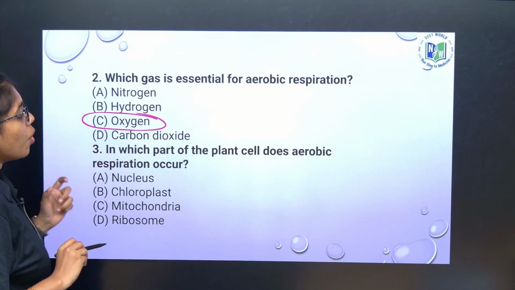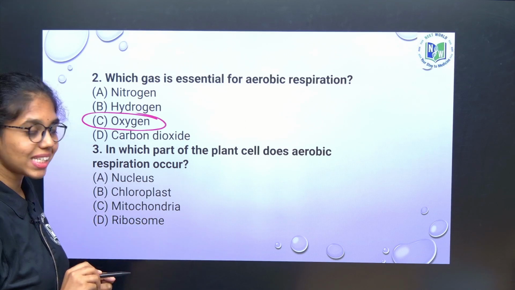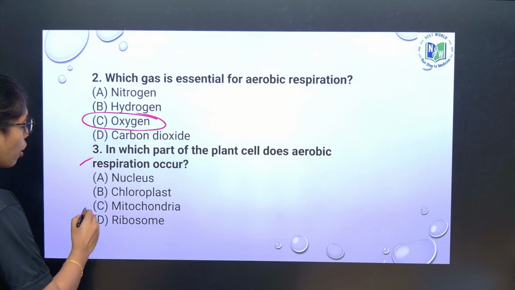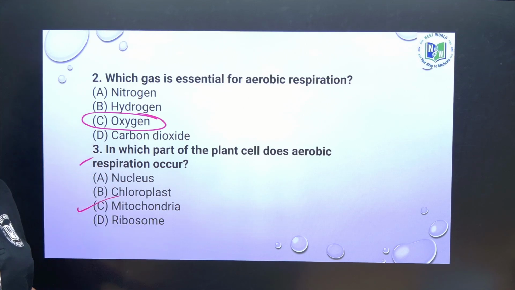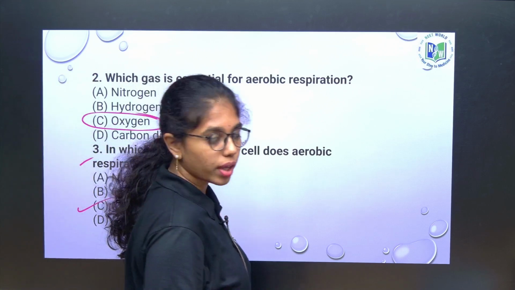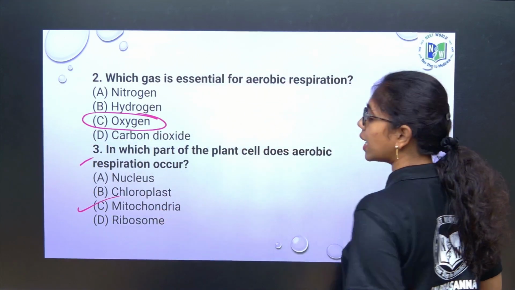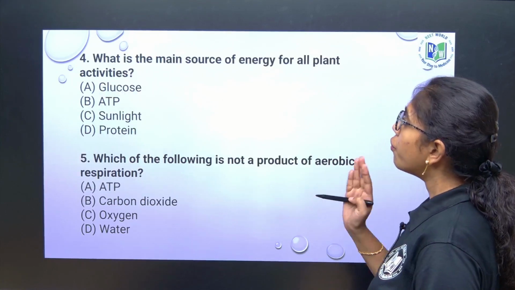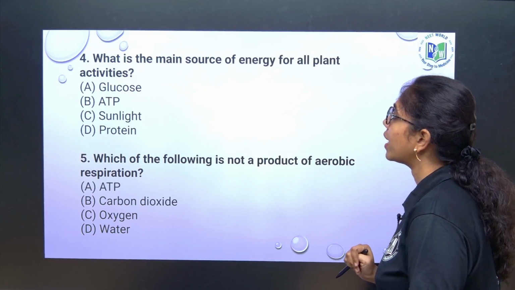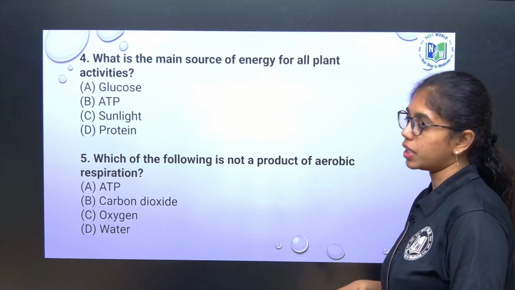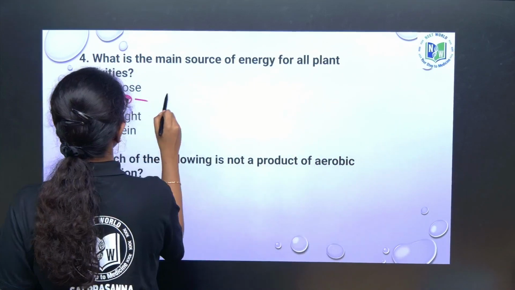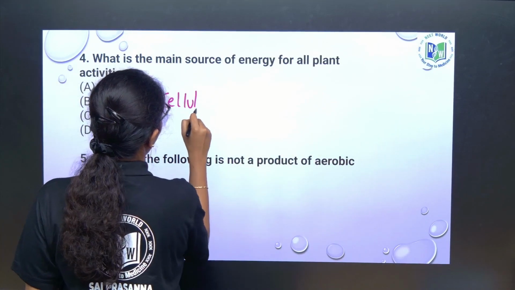Third question, which part of the plant cell does aerobic respiration? Of course, it is mitochondria. This you have to apply. Which organelle is conducting aerobic respiration? Mitochondria. Next, what is the main source of energy for all plant activities? The main source of energy is ATP, and ATP you call cellular energy.